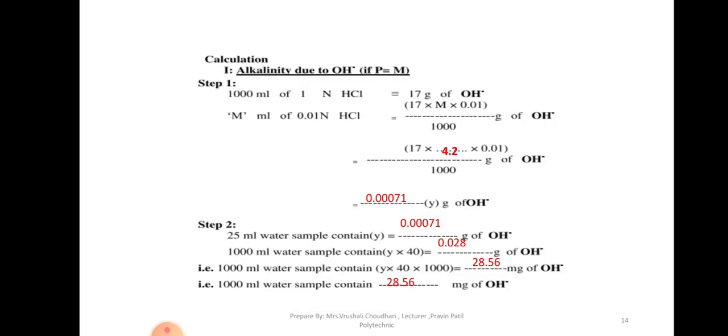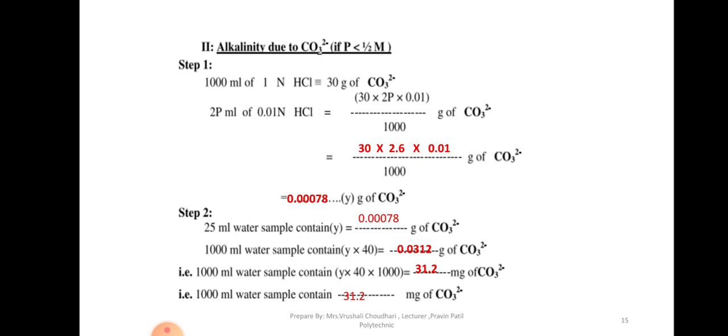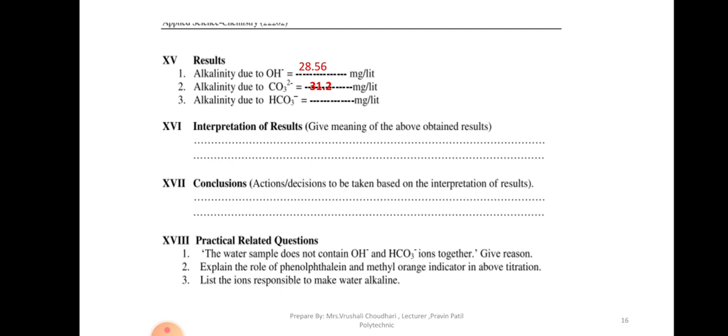Accordingly, we will put the value for OH minus in a calculation format to find out the exact quantity of OH minus. Simultaneously, for carbonate also, we are going to put the value in a calculation format to get the exact carbonate ions. We will write down our results in a result format.